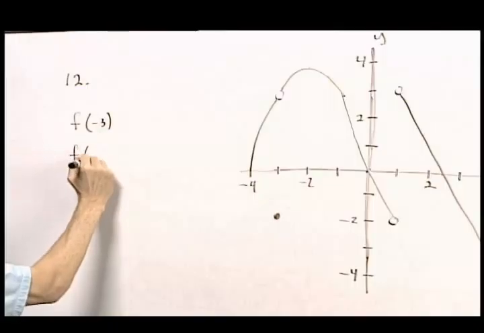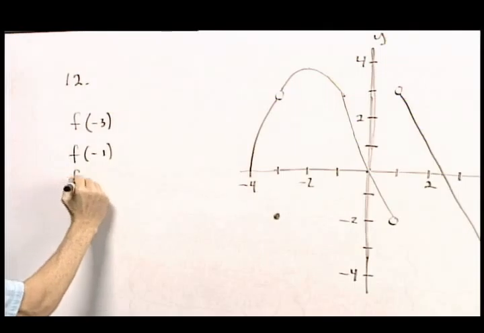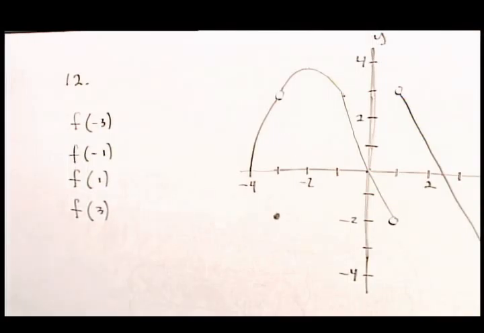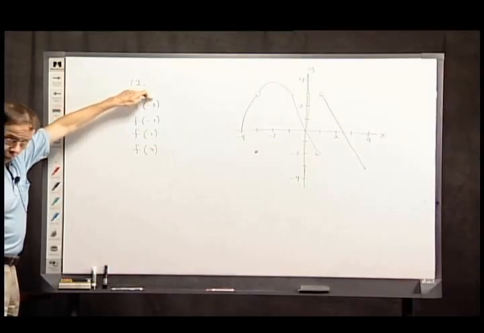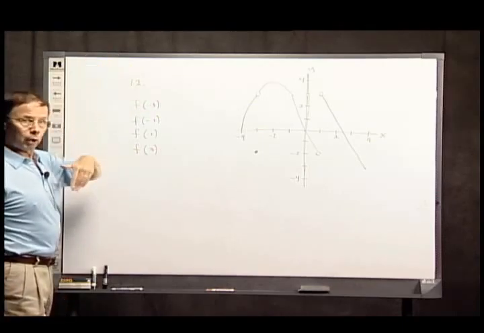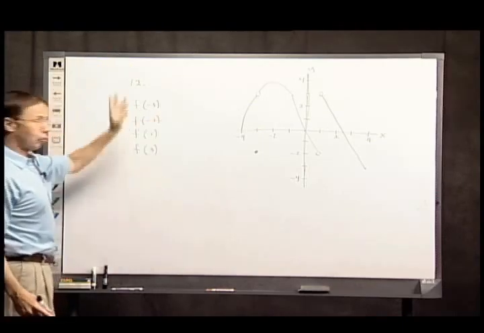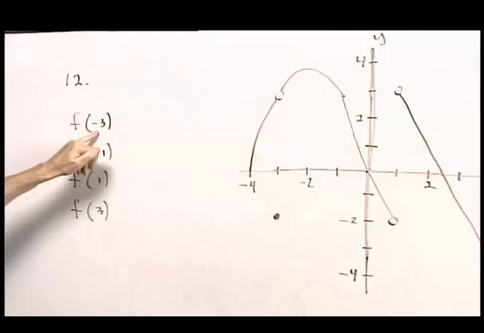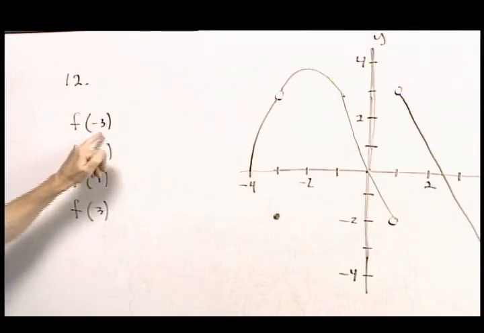Then -1, +1, and +3. So what I'm looking for is the x-coordinate is -3. This gives me the y-coordinate. And hopefully the graph does as well. I'm looking for a point that has an x-coordinate of -3.